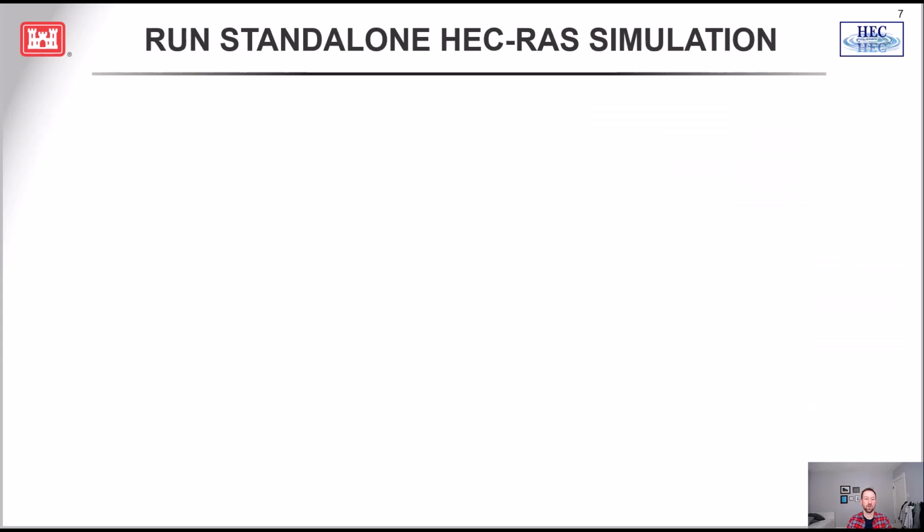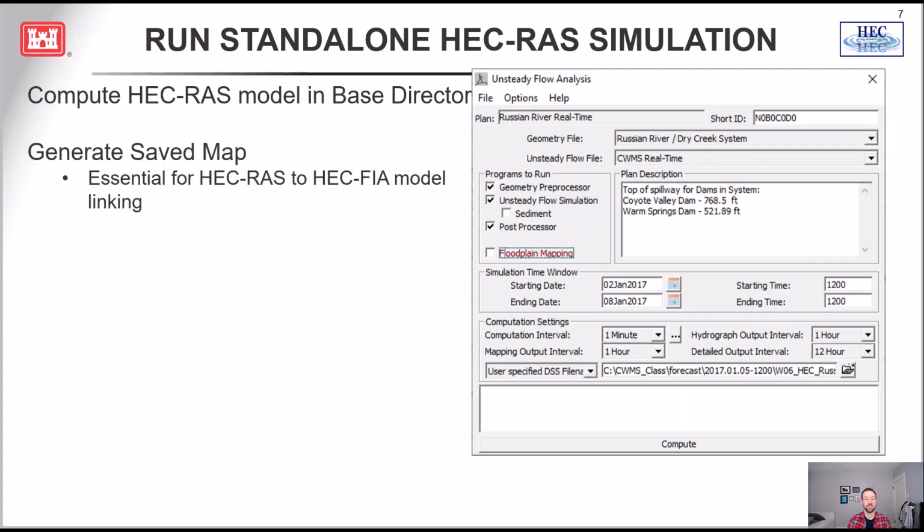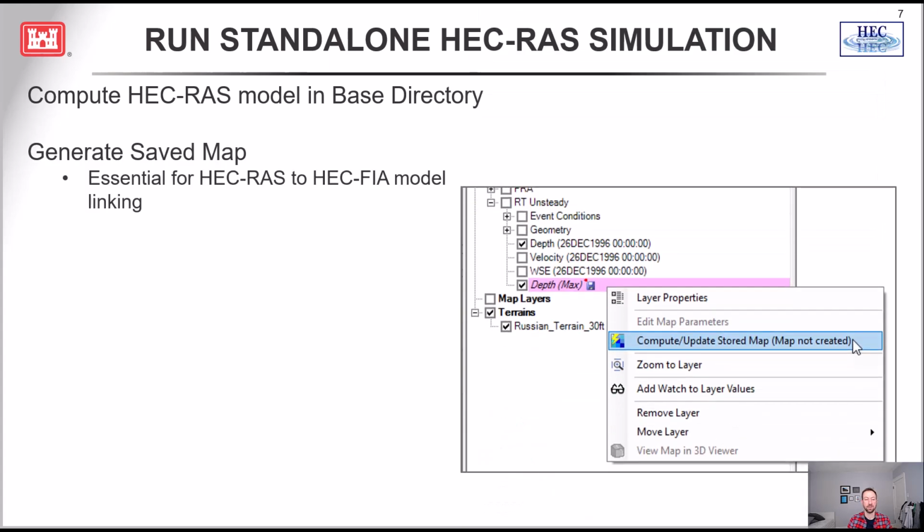The next step is to run a standalone HEC-RAS model simulation. This should be done within the base watershed directory. During this step, you will need to generate a saved map. This step is necessary to ensure that the model linking between HEC-RAS and HEC-FIA is correct and functions properly from within the CAVI.